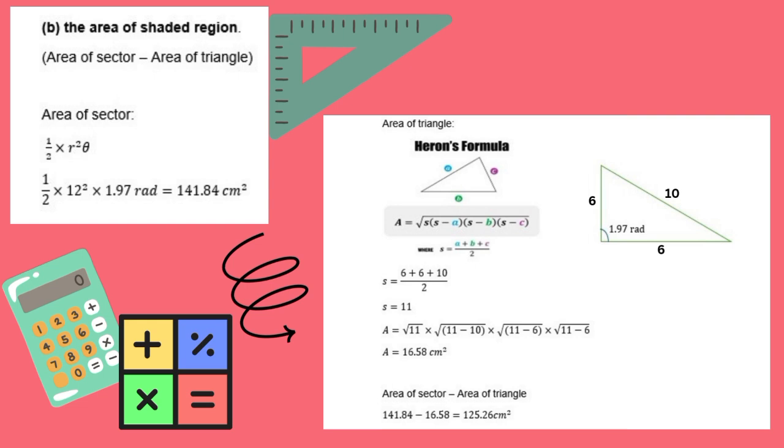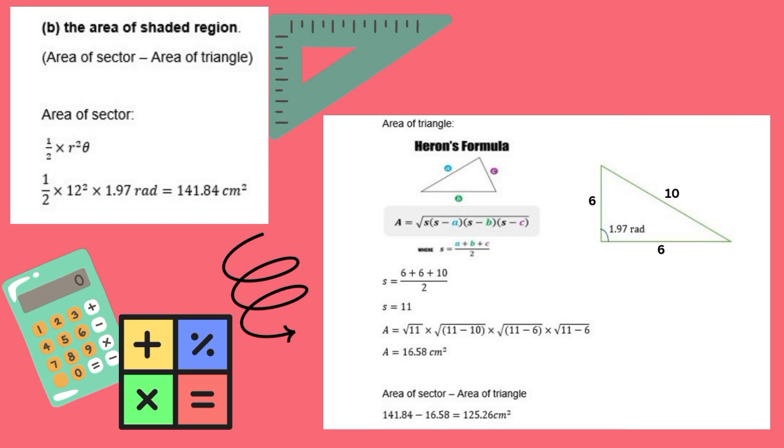We should find the area of the shaded region. So how do we find the area of the shaded region? It is the area of the sector minus the area of the triangle. Before that, we should find the area of the sector first. Use the formula and calculate it. Then we got the answer.